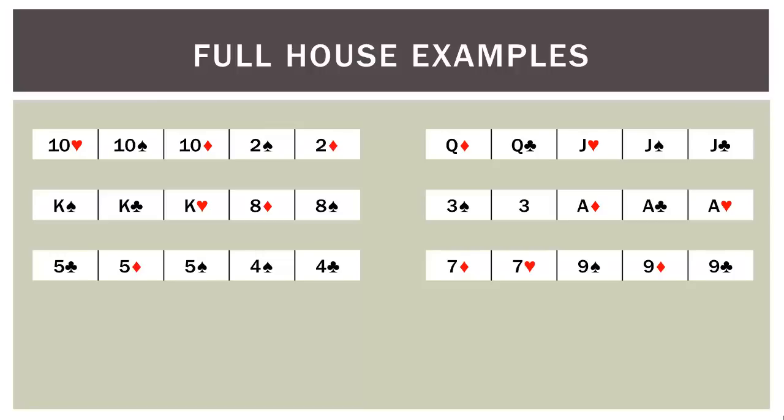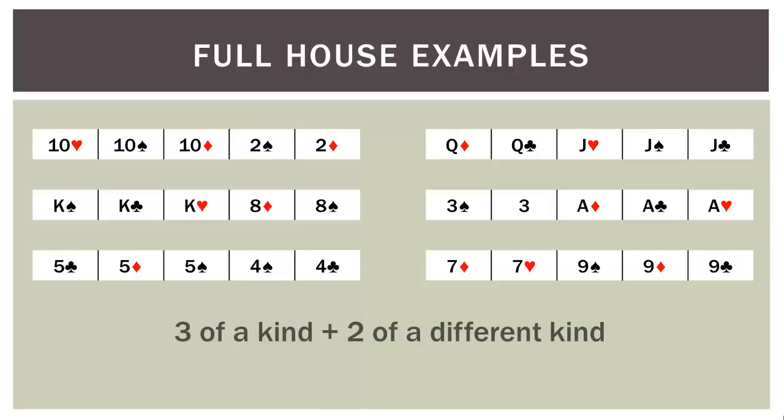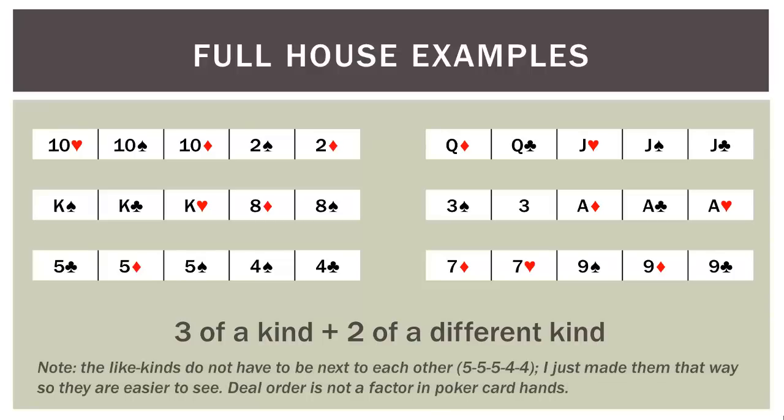So you can see how these hands would look. And again, the suits that are on the cards don't matter for a full house. We just have three of one denomination and two of a second denomination. So you can think of it as three of a kind and two of a different kind. Now, just please note that the like kinds don't have to be next to each other, like 5-5-5-4-4. I just made them that way above so you can see the pattern easier. The order of the cards doesn't matter. It's just a group of cards. Deal order does not matter in poker hands.